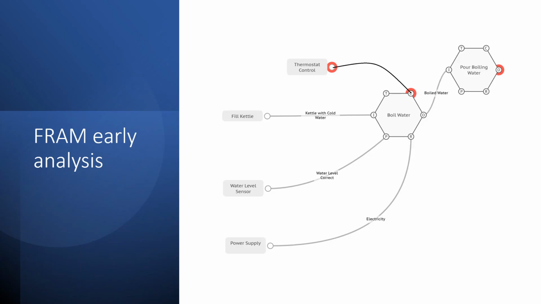Let's have a look at a very early FRAM analysis. I've identified two specific FRAM functions: boil water and pour boiling water. And as you can see, I have the output of boil water as the input to pour boiling water. I've also considered some of the other aspects of boiled water that will affect and influence its behavior. During the creation of your FRAM model, your model needs to grow a function at a time. Don't try to do it top down. Try to do it using a natural inside out process.